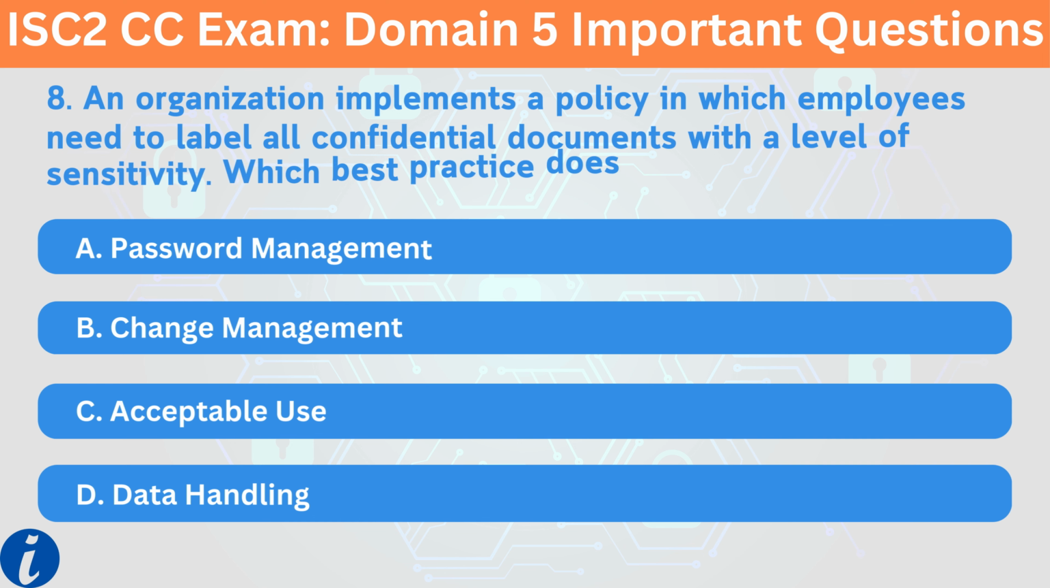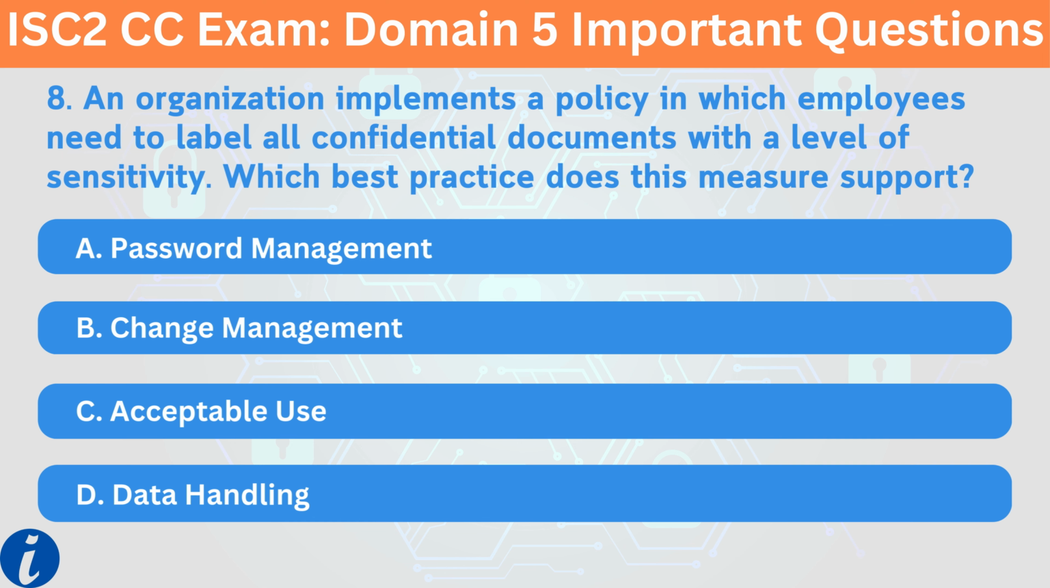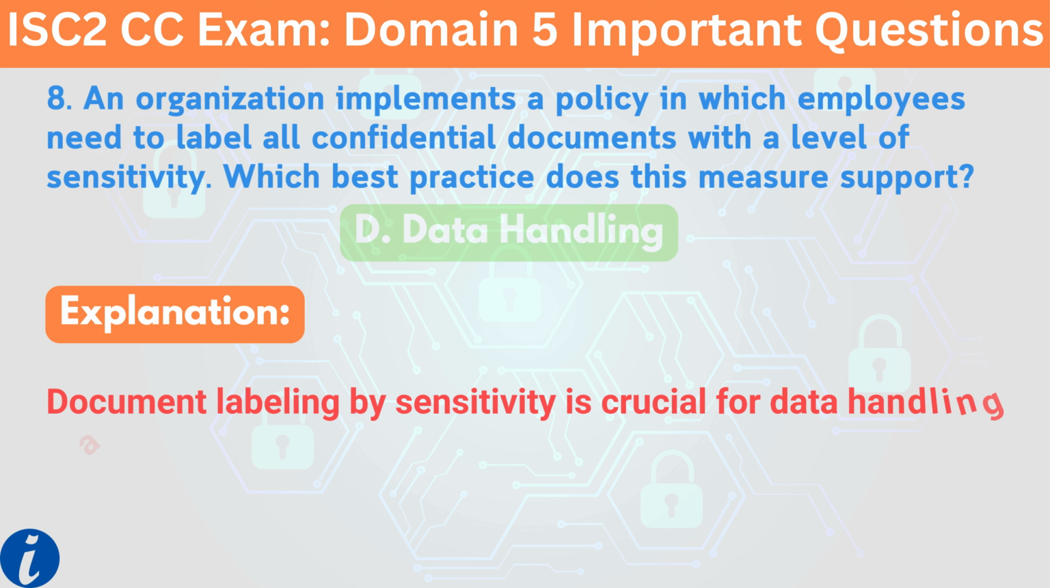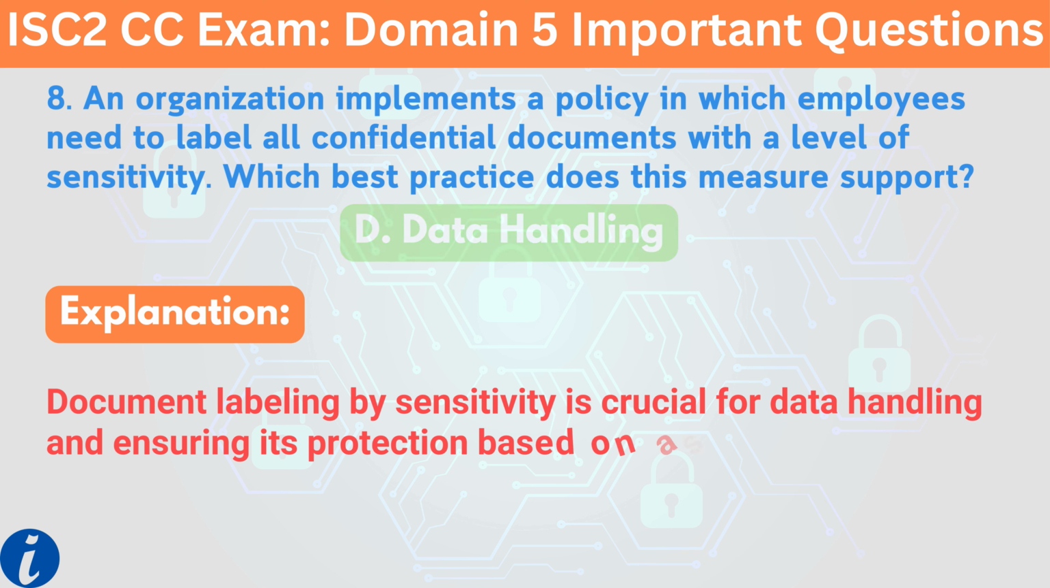8. An organization implements a policy in which employees need to label all confidential documents with a level of sensitivity. Which best practice does this measure support? A. Password management. B. Change management. C. Acceptable use. D. Data handling. The correct answer is D. Data handling. Explanation. Document labeling by sensitivity is crucial for data handling and ensuring its protection based on associated risks.